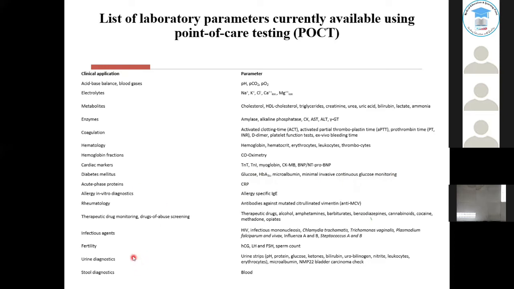Then, coming to the detection of infectious agents, which has already been discussed: HIV, HBV, HCV, and of course COVID-19, a lot of threats, Plasmodium falciparum and vivax, by means of these routine card tests that we do in any laboratory. Though done in the laboratory, they are still bedside or near-patient tests, that is, POC. Again, urine diagnostics by urine strips, and finally blood as a part of stool diagnostics.